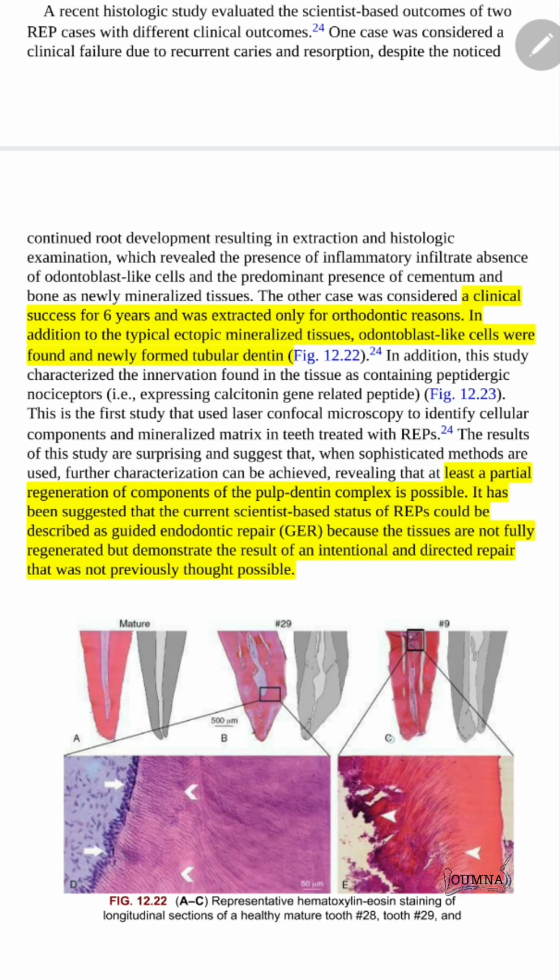This is a tooth that was extracted for an orthodontic treatment. It had an apexogenesis treatment 6 years ago. The pulp tissue was studied under the microscope, and they found that it was an ectopic mineralized tissue, odontoblast-like cells, and a newly formed tubular dentin.